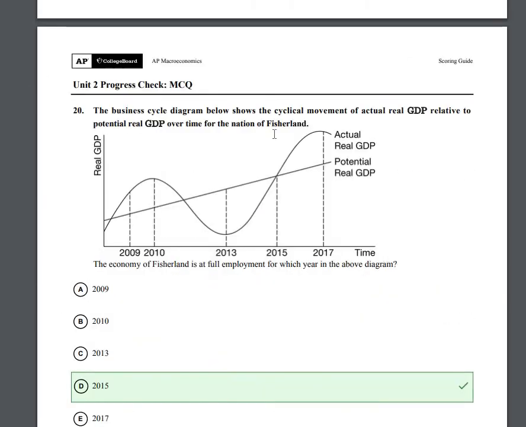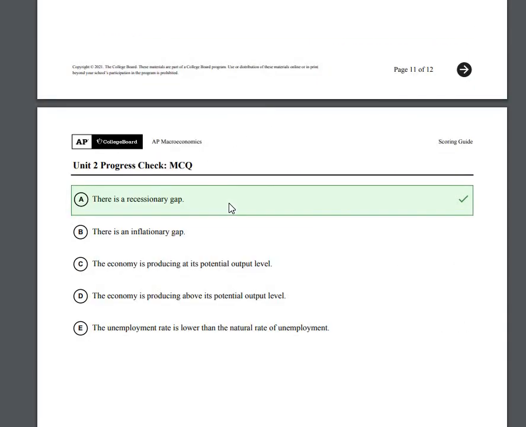And so from that, the business cycle diagram below shows the cyclical movement of actual and real GDP relative to potential real GDP over time in the nation of Fisherland. All right. The economy of Fisherland is at full employment for which year in the above diagram? So that basically is where potential and actual meet. That would be 2015, the only option they have for you here that you can choose from. Again, this is a good preview for that next unit, although this will not be on the test. Unfortunately, I don't have control over these progress checks and the questions that are asked there.